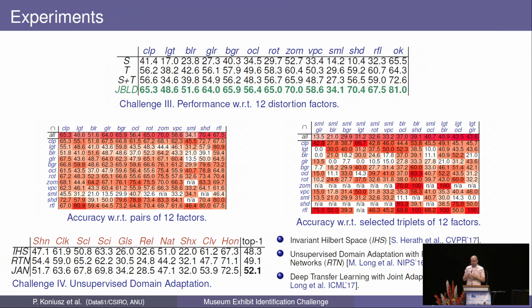In the colorful tables over here, we show a breakdown of performance with respect to pairs or triplets of factors. The important message here is that, for instance, when the blur and small appearance of objects co-occur in the image, or glare and small, the results drop to 20%. So this is a message for domain adaptation practitioners that perhaps we should target some specific photometric and geometric distortions to improve the performance. And lastly, challenge 4 is just unsupervised domain adaptation, where we evaluated several different state-of-the-art algorithms, and the results here are around 50%. So there's still some way to go to reach 90.